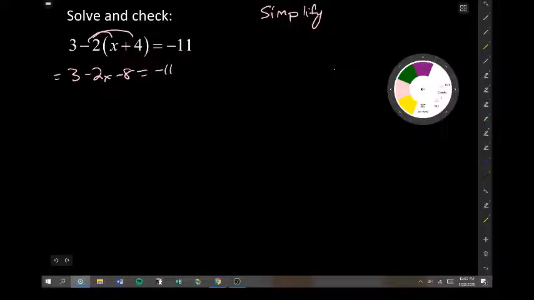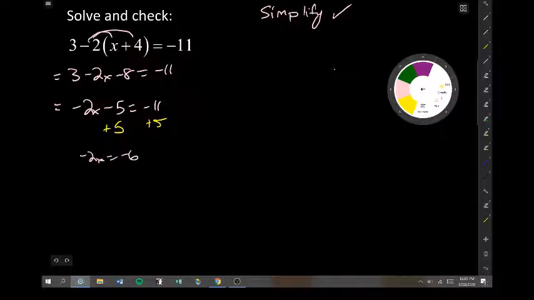And these two expressions are equal to each other. Then I combine my like terms. Sorry, that's not true. Negative 2x minus 5 equals negative 11. At this point, I've done all my simplifying. The simplifying is done. Now I'm going to start solving. So when I start the solving, I'm going to deal with the addition or subtraction first. I add a 5 to both sides, and that gives me negative 2x equals negative 6.